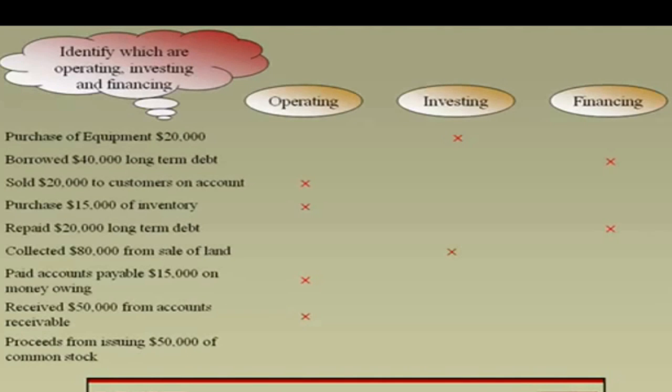Proceeds from issuing $50,000 worth of common stock. So you issued common stock and you received $50,000 cash. Where would that come under? If you said financing, you got it right.